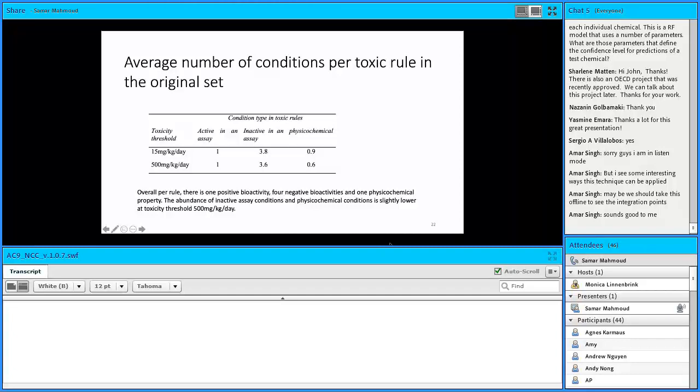Looking at the generated rule from the algorithm, we observed that on average, the rule contained one active condition, which means that only on average one activity in assay has been used by a rule, whereas 4 inactivity conditions have been used in a rule, and one physicochemical property condition. So the rule would include 1 positive activity and 4 negative bioactivities. And we also observed that the abundance of physicochemical conditions are lower at the low potent level.